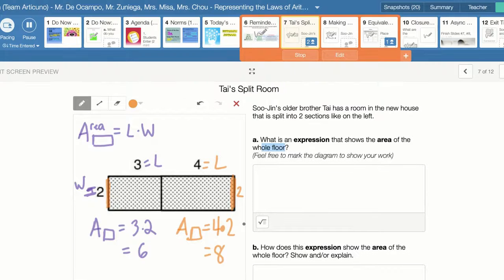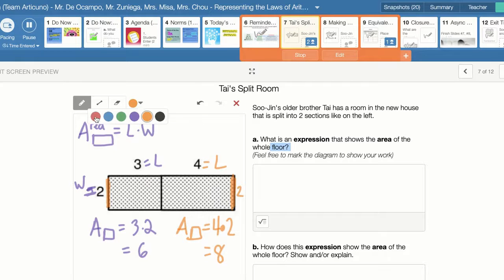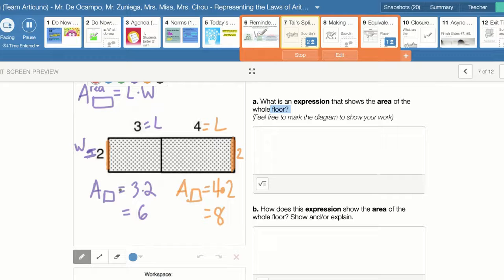Okay. Now, they're not just talking about these individual 2 parts. They're asking for the area of the whole floor. So we want the area of the whole thing. Okay. So to find the area of the whole thing, we would have to add 6 plus 8 equals 14. So we know for sure that the area of this whole thing is going to be 14. Okay. So the area of the whole thing is 14.